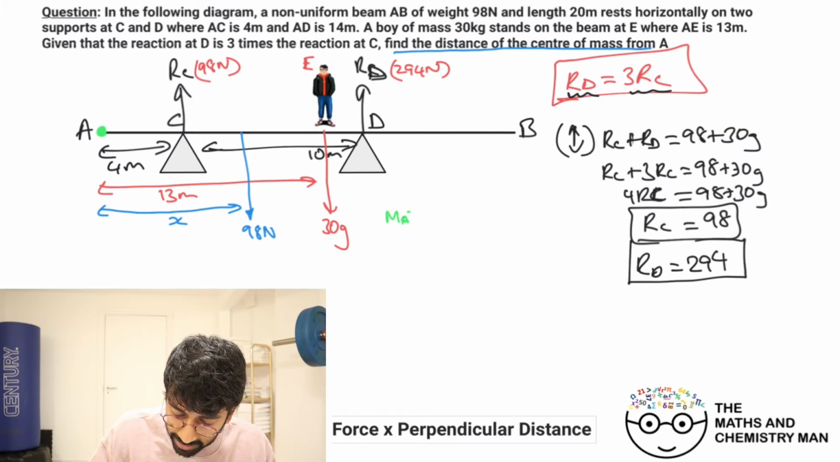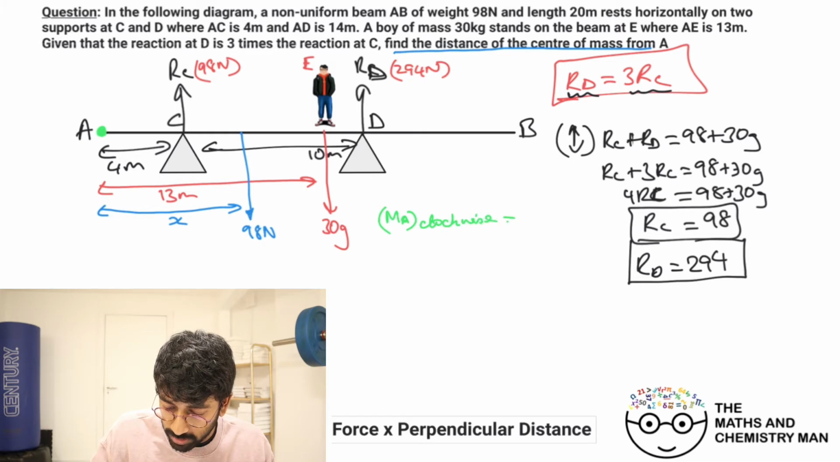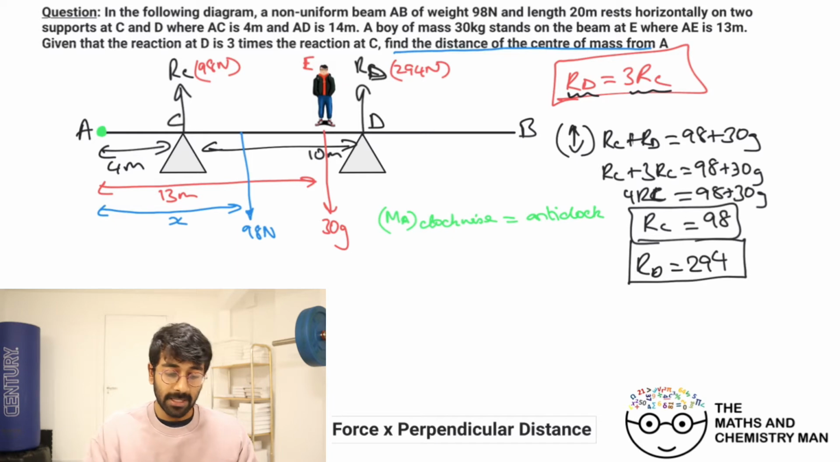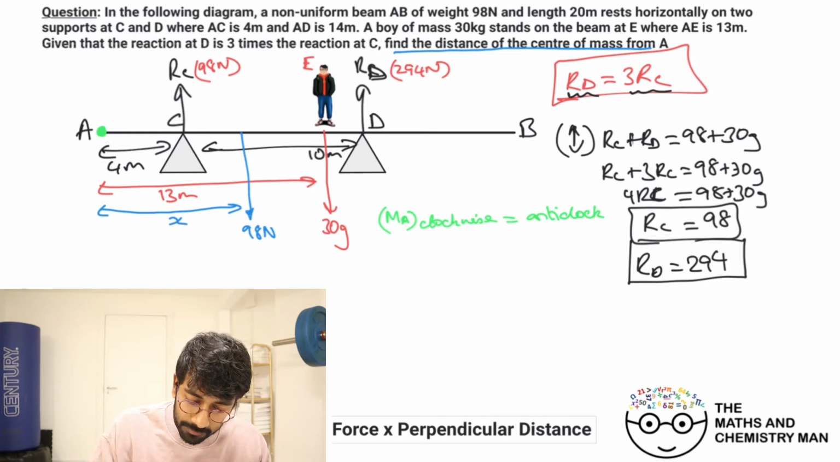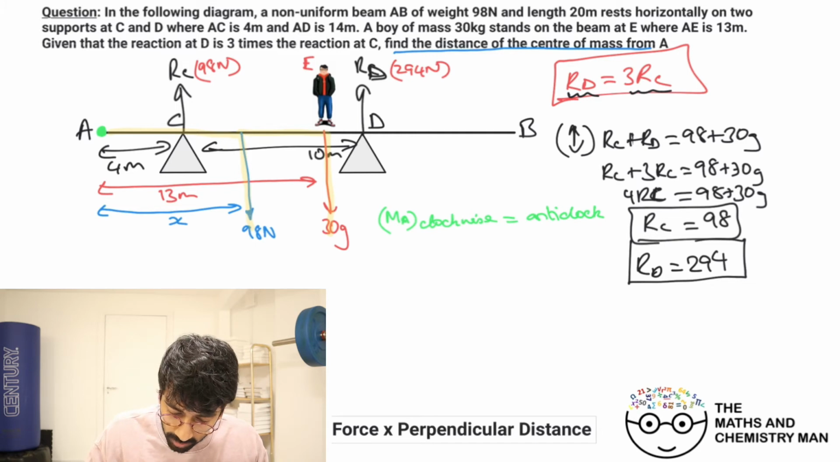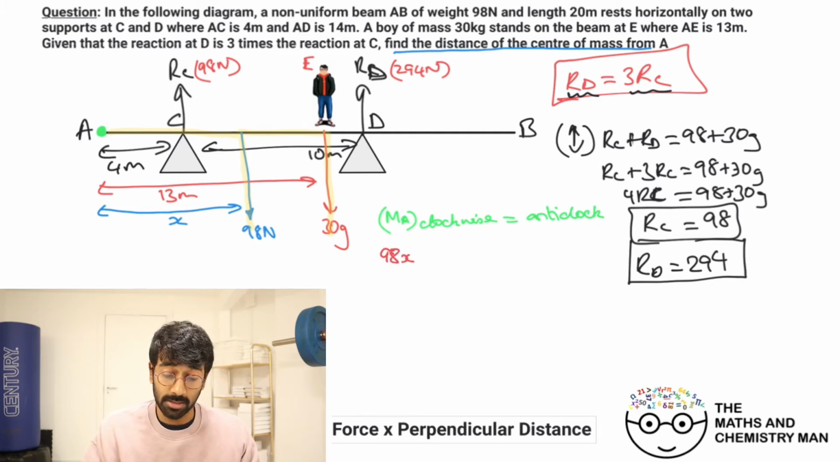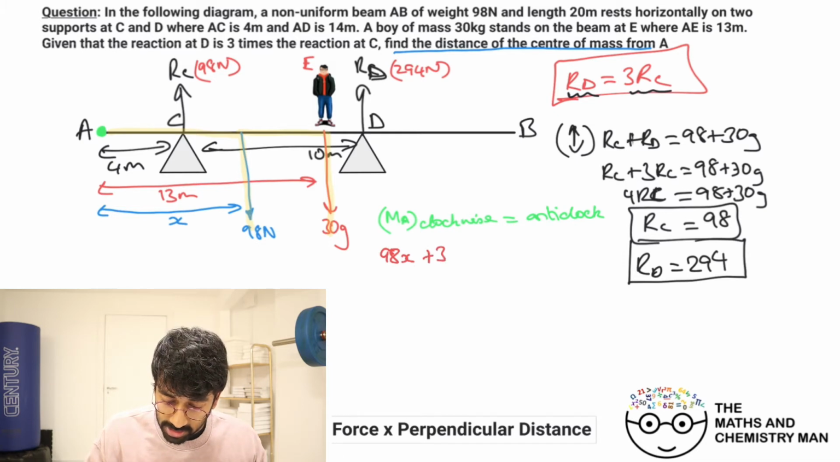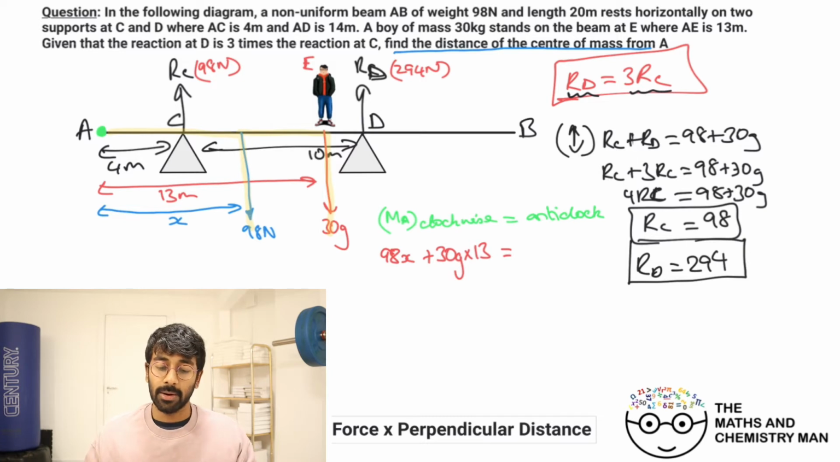So I'm going to put moments about A over there. And remember, clockwise moments are going to be equal to anti-clockwise moments. So I'm going to put anti-clock like that over there. Now, clockwise then. So clockwise moments are going to be created by this 98 newtons and this 30 G. So clockwise, we're going to have 98 times by x, because we don't know the distance, plus 30G times by 13. So that's clockwise. And now how about anti-clockwise?